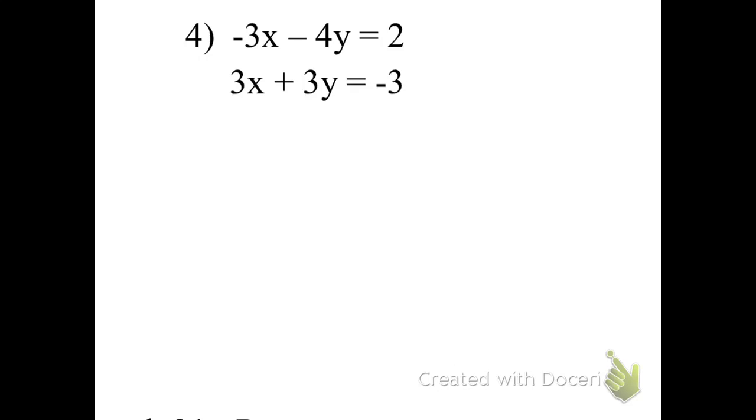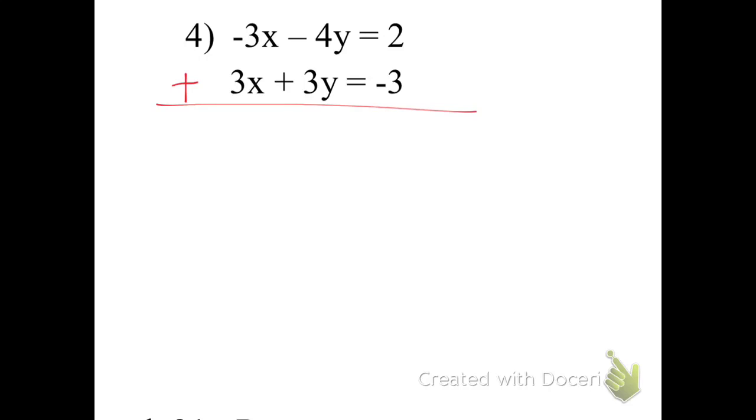On to number 4. So number 4 is already set up to use elimination. It's because of these numbers up front. Those coefficients, that's the numbers in front of variables, they match up. If I were to add those together, I would get 0x, because -3 plus 3 is 0. So I'm going to add these equations right now.